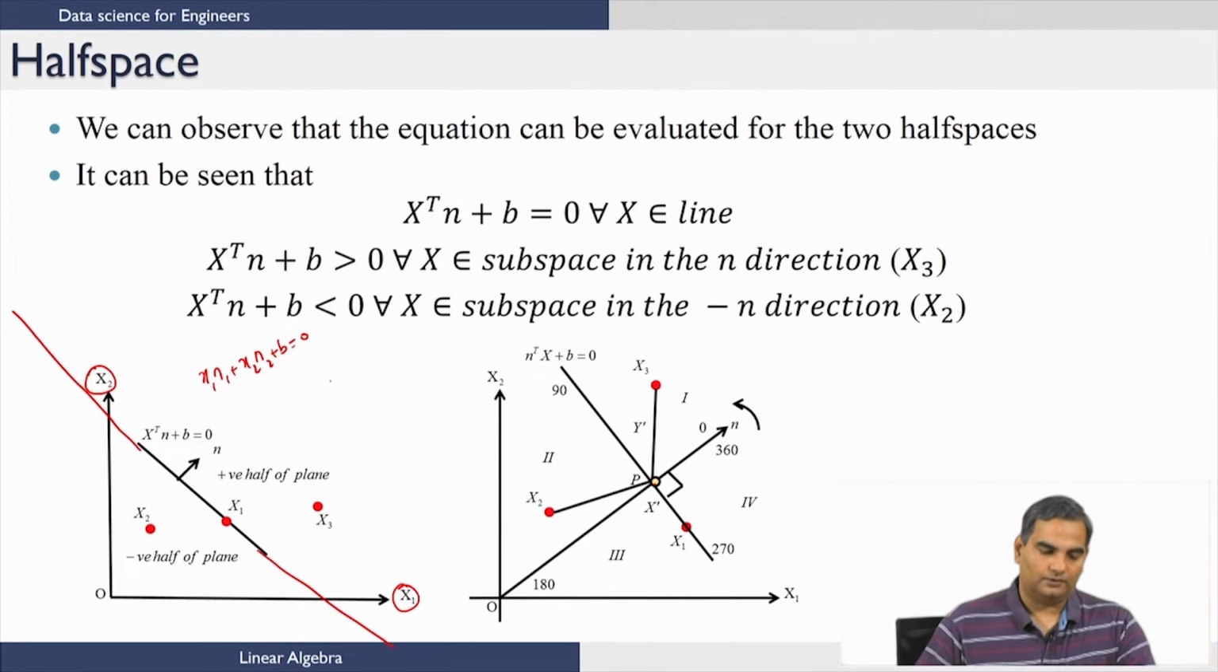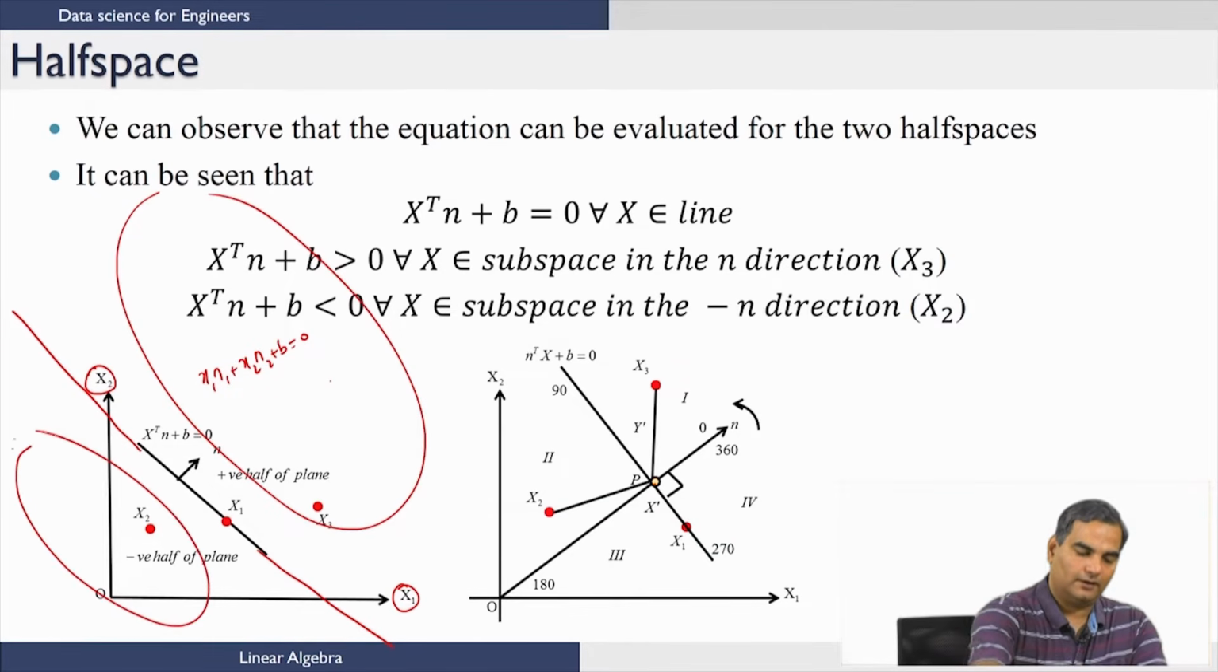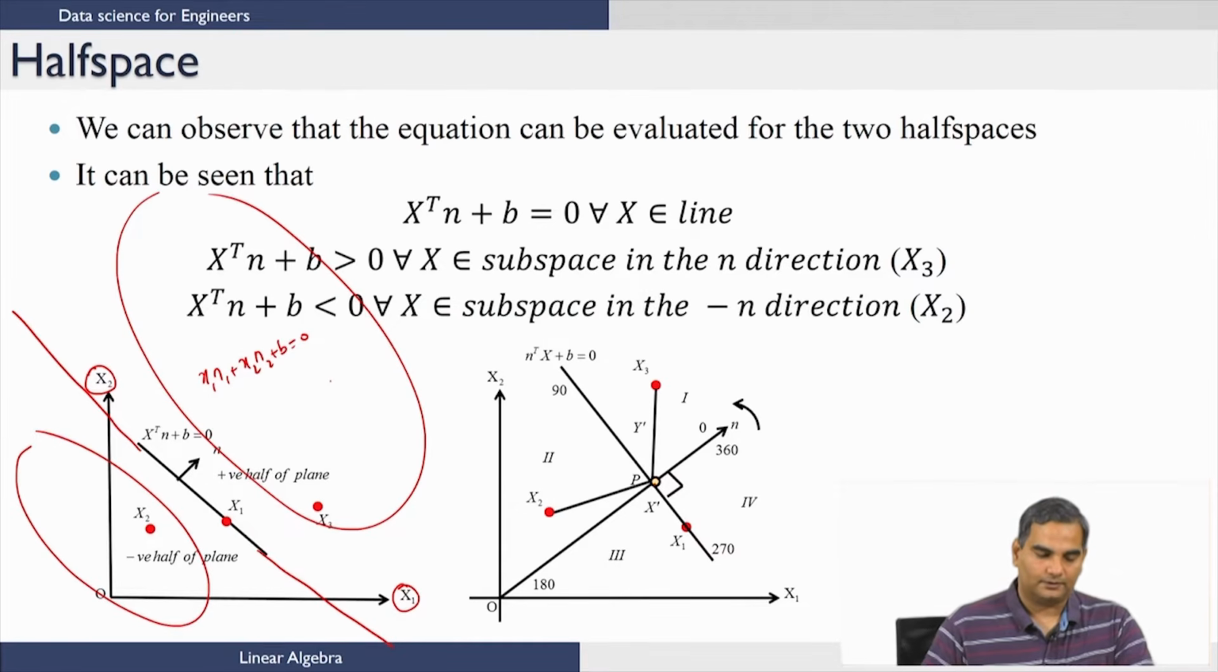Now, you notice the following. When I extend this line all the way on both sides, then this whole 2-dimensional space is broken into 2 spaces, one on this side of the line and the other one on this side of the line. Now, these 2 spaces are what are called the half spaces.